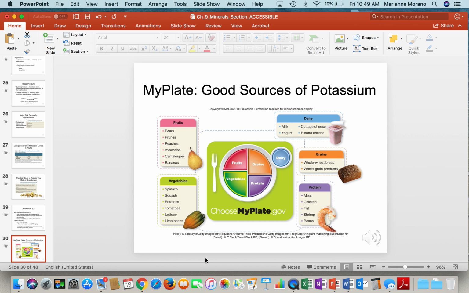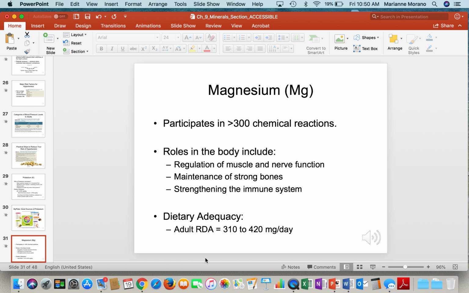So this picture is a great graphic for the good sources of potassium in the fruits, vegetables, grains, etc. So again, look at the MyPlate for potassium and see if you're planning your diet so that you're getting enough of these food groups that contain these sources of potassium.